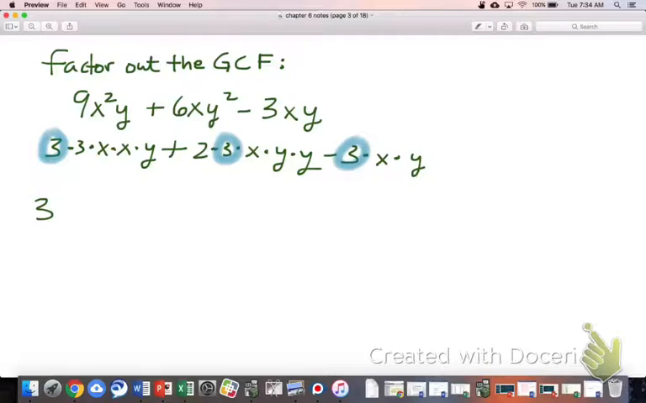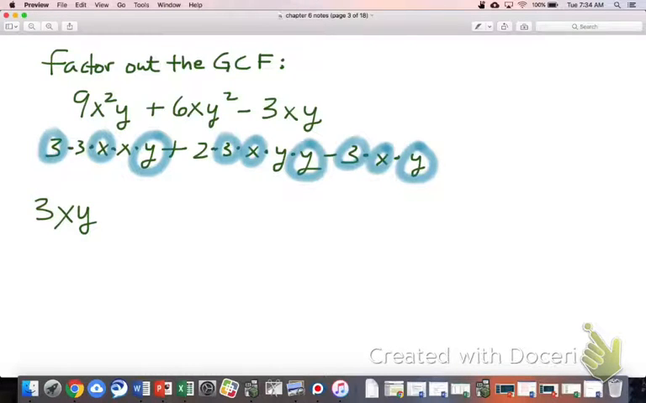We're going to find that there are some other variable factors that are in common. For example, this x is in common amongst all 3 terms. Because that x is common for all 3 terms, it'll be part of our GCF, our greatest common factor. And then lastly, we have a y. There's a y in all 3 terms as well, and so that's going to be part of my GCF also.